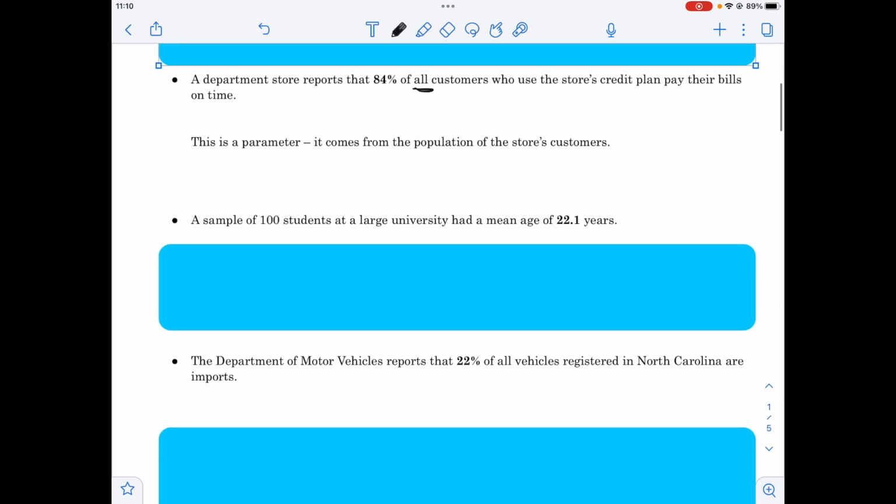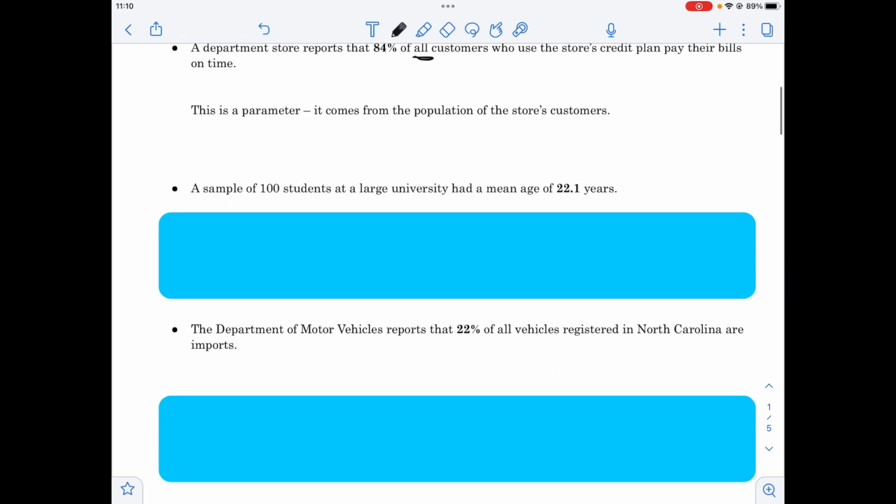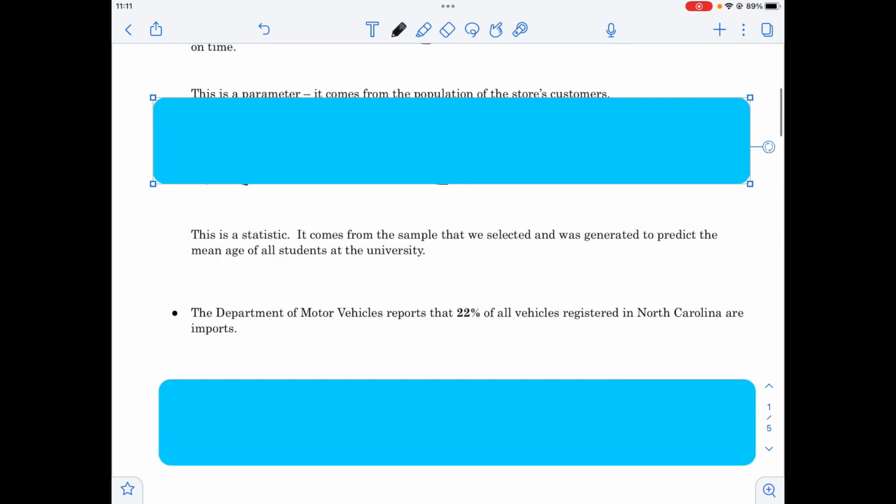A sample of 100 students at a large university had a mean age of 22.1 years. Well, this one kind of gives it away. It's a sample of just 100 students at a large university. Obviously, the university has more than 100 students, so we know that this is a sample, which means that this is a statistic. It comes from the sample that we selected. It was generated to predict the mean age of all students at the university.